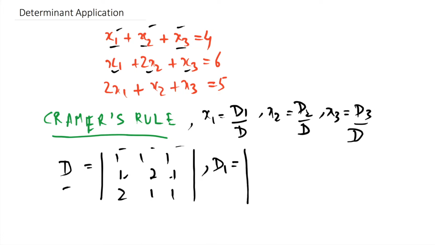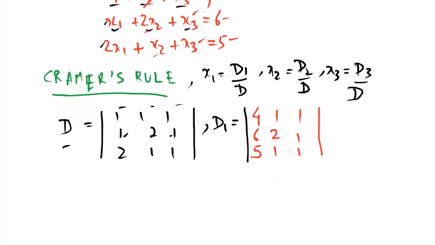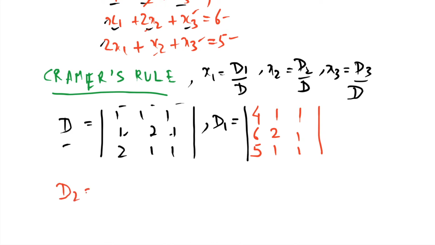D1 will be obtained by replacing the coefficients of x1 with the scalar terms here, 4 6 5. So this becomes 4 6 5, and then we write down all the other elements as they are. So we write 1 2 1, and then 1 1 1. All right, so by now I think you must find it really easy to at least compose these matrices D1, D2 and D3.